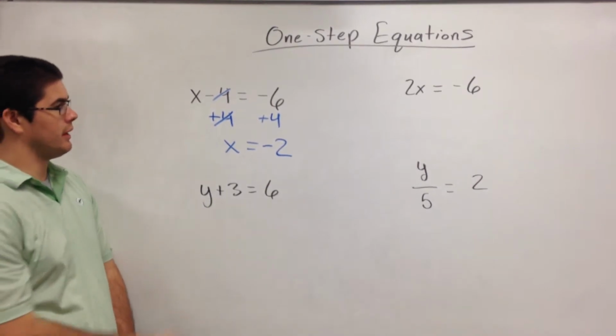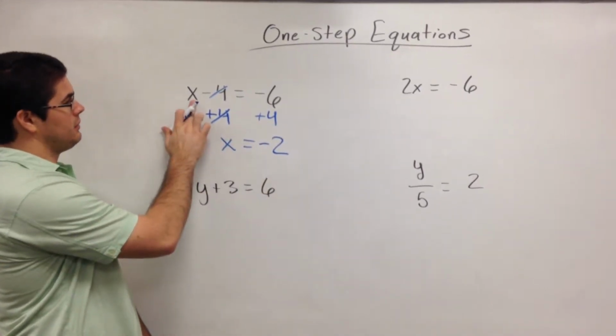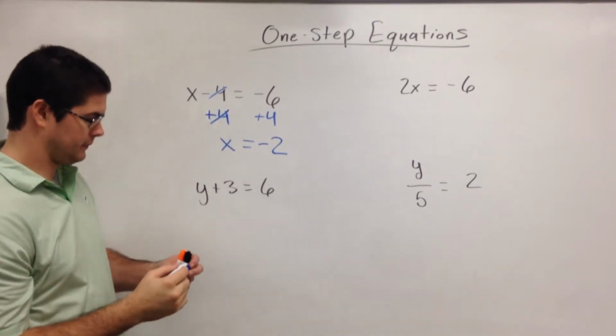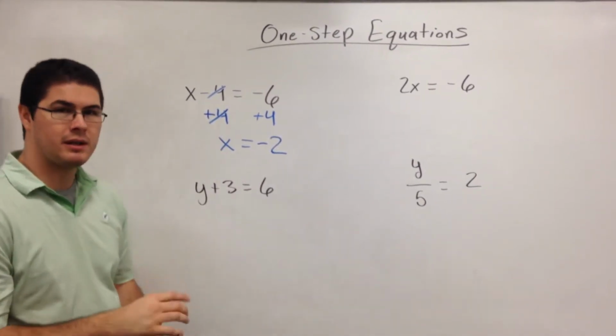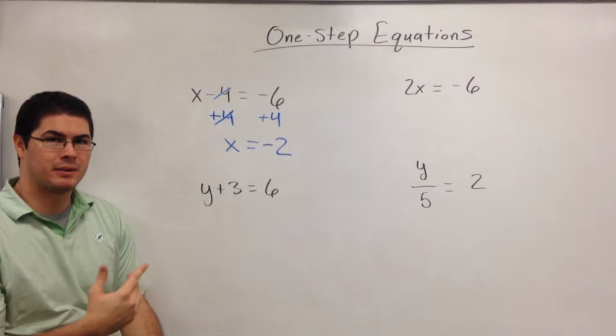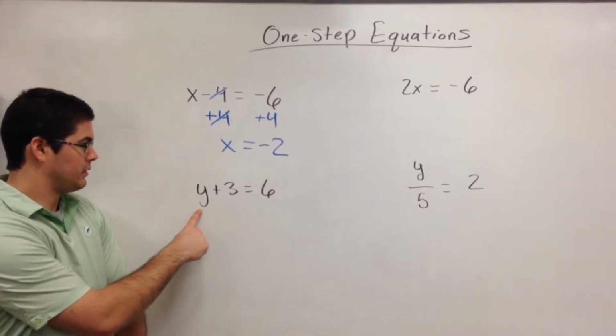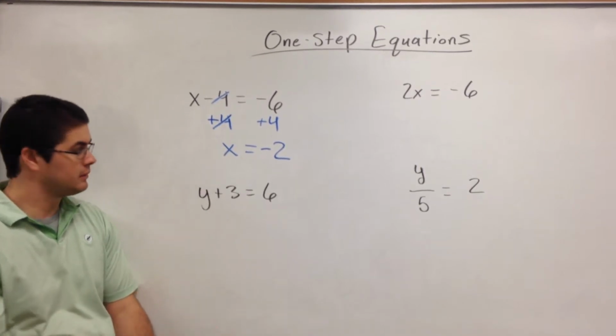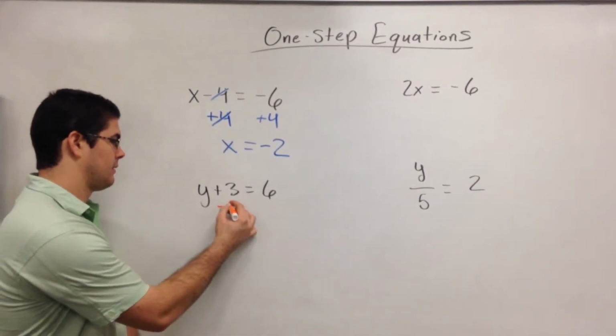And you can always check your answer. If I plug in negative 2, negative 2 minus 4 gives me negative 6, okay? Now the same thing is going to be true here. This time I have a different variable, but it's the same process. My variable here is y, and I'm adding 3. So to move that plus 3, I need to subtract 3.